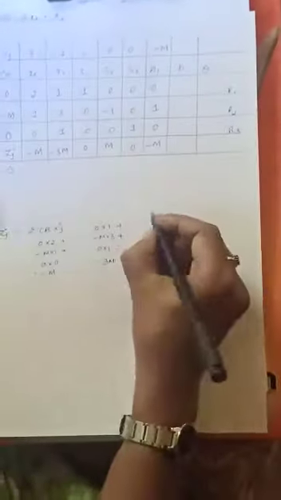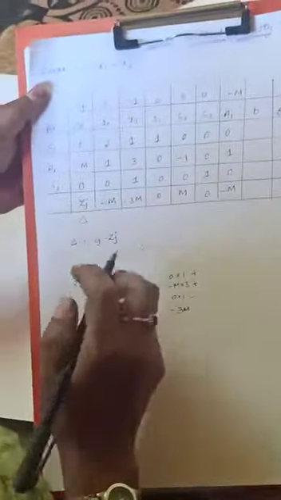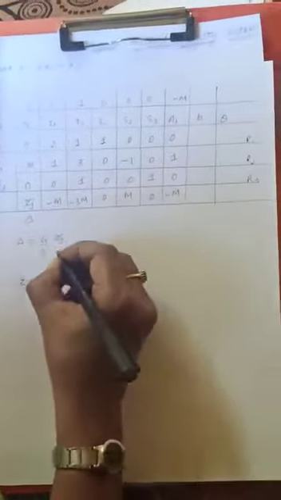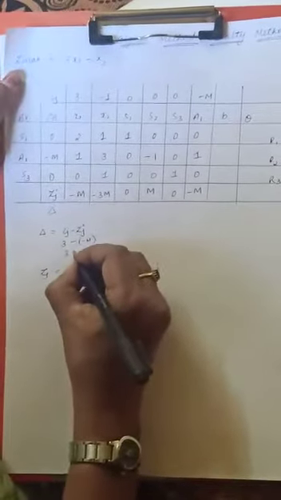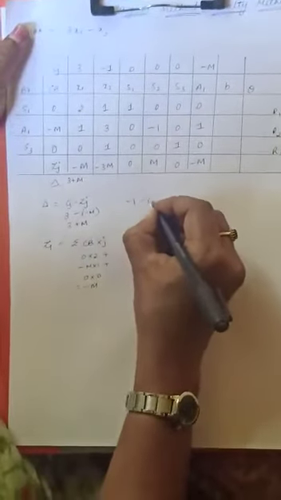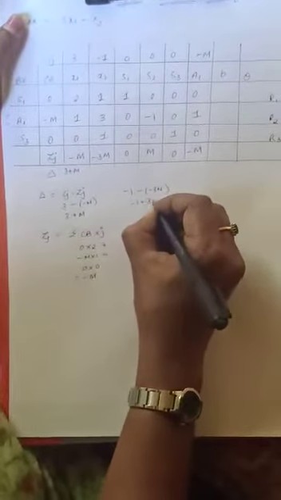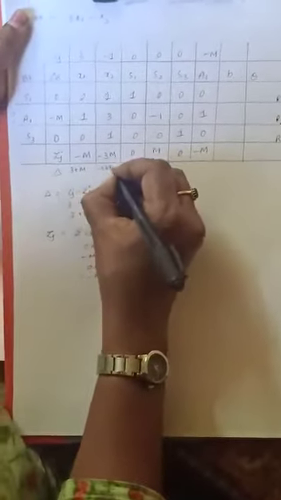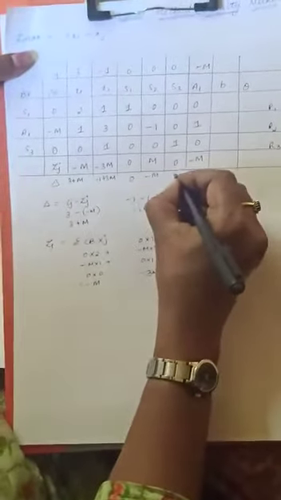Then we find out the delta values. The delta value is nothing but Cj minus Zj. So for this particular column, the Cj value is 3 and Zj value is minus M. So 3 minus of minus, it becomes plus. So it is 3 plus M. Next, the Cj value is minus 1. Minus of minus 3M, it is minus 1 plus 3M. Similarly, 0 minus 0, 0 minus M, 0 and 0.